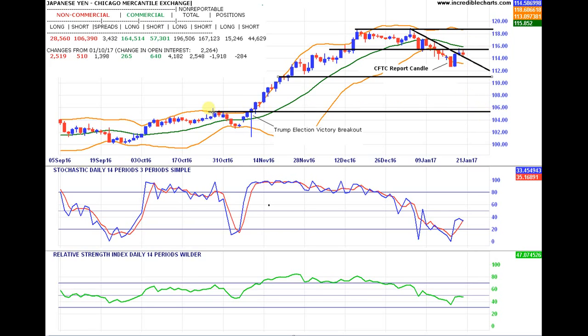I've drawn another level here. Why? Because it's a Trump election breakout on this blue candle reversal here. Now, if you take the view that the markets are moving from risk on to risk off, which we do, then we could easily come all the way down to this level. 111 is the first support level, but a longer term level which could be targeted is this level here.